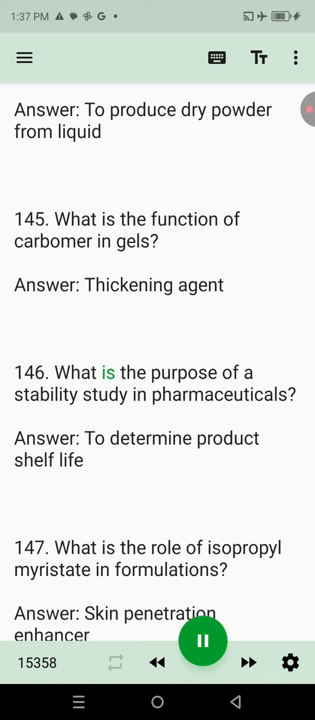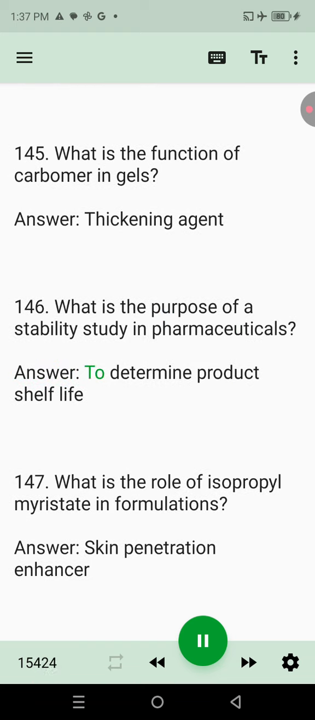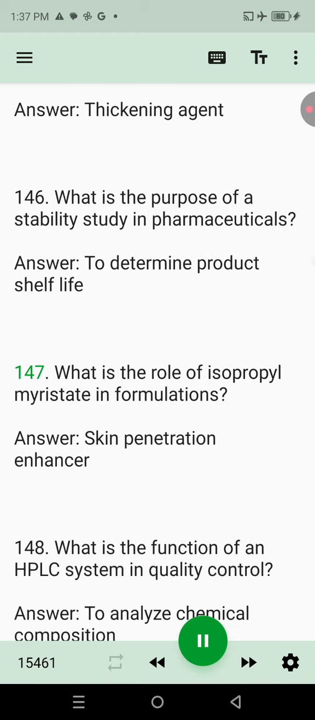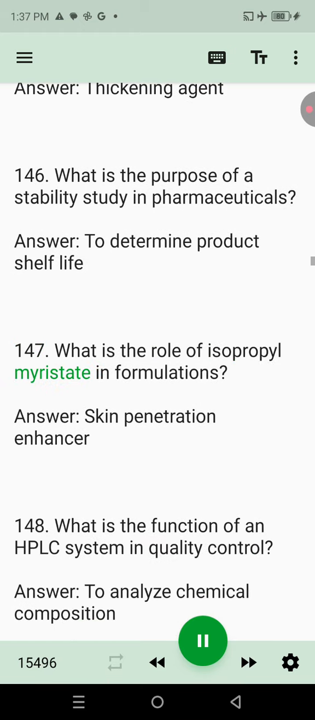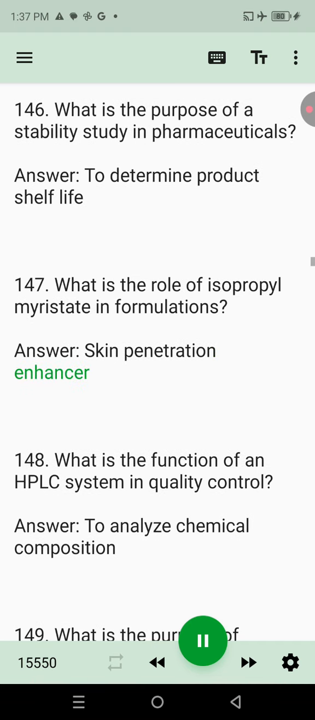146. What is the purpose of a stability study in pharmaceuticals? Answer: to determine product shelf life. 147. What is the role of isopropyl myristate in formulations? Answer: skin penetration enhancer.